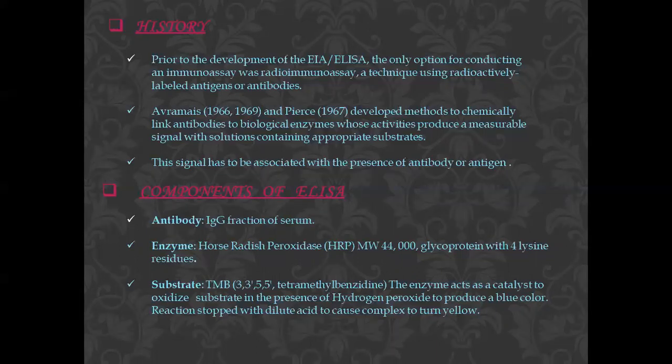So components of ELISA are antibody, the IgG fraction of serum. Then enzymes are horseradish peroxidase, a glycoprotein with lysine residues. Then substrates are TMB. The enzyme acts as a catalyst on the substrate in the presence of hydrogen peroxide. This is just for knowledge for you.